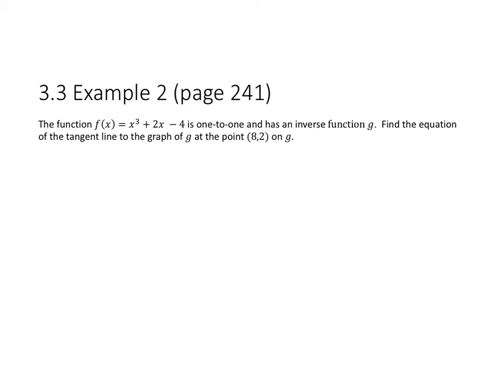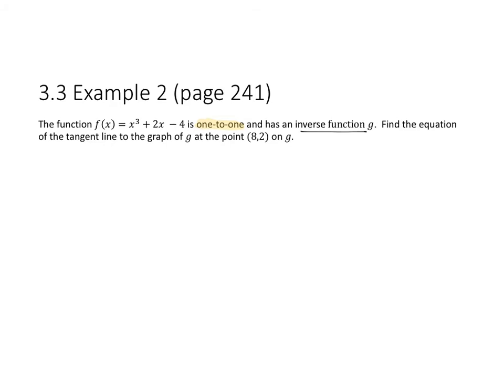Let's take a look at example 2 on page 241. It says the function x cubed plus 2x minus 4 is 1 to 1. Let's talk about what that means, 1 to 1, before we continue. That means that for every x value there is one and only one y, but it also means that for every y value there is one and only one x. Therefore, we have an inverse. In order to be able to have an inverse, the function must be 1 to 1.